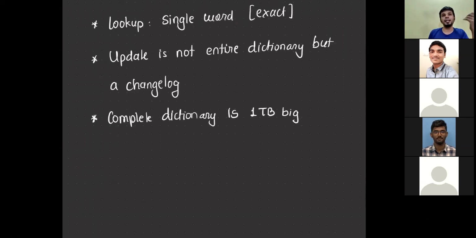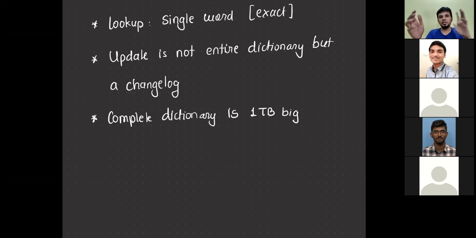An update is not an entire dictionary, but a change log. So typically how dictionaries are updated is, let's say you have a dictionary of 100K words. Then if 5 words are added, what you'll get is just those 5 words and their meanings. You would never get an entirely new dictionary, right? And similarly, if some meanings have to be updated, the change log would contain the words and the meanings. So if the word is there, you would update the meaning. But if the word is not there, you would add that word in the dictionary. That's what you'd have to do.